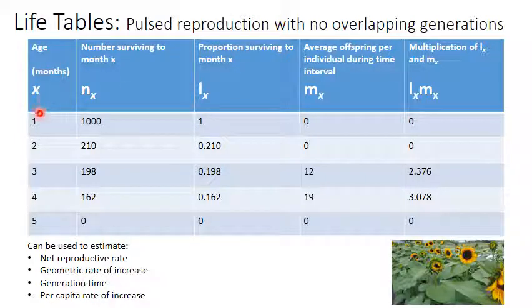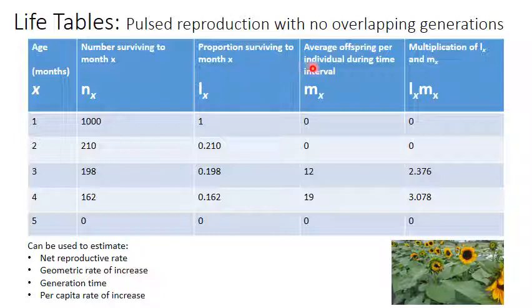So depending on what organism you're studying, again, the periods of time in this column will be different. In this case, these plants only live around 5 months. So after 5 months, you can see that survivorship is zero. So the second column is number surviving to a given month. Then we have the proportion surviving to that month. So that's just a simple conversion.